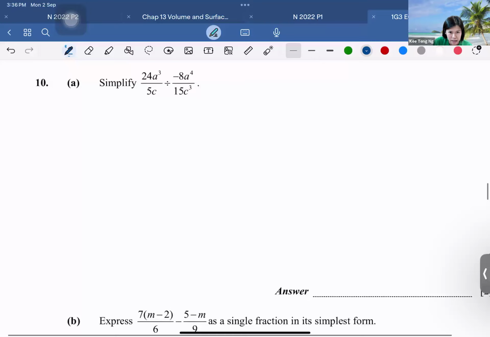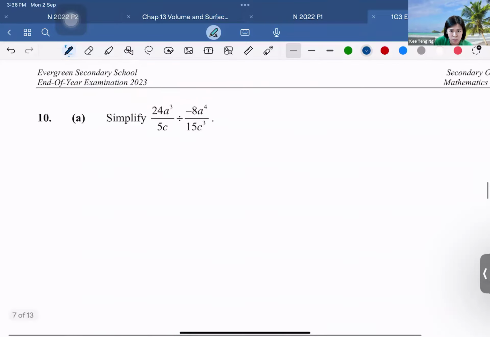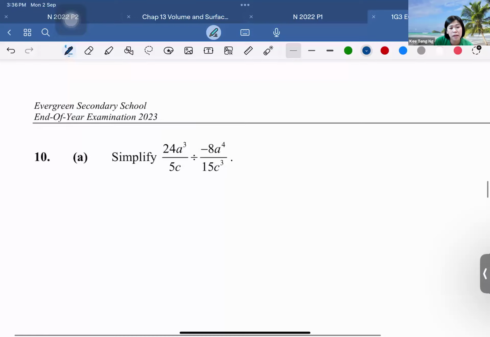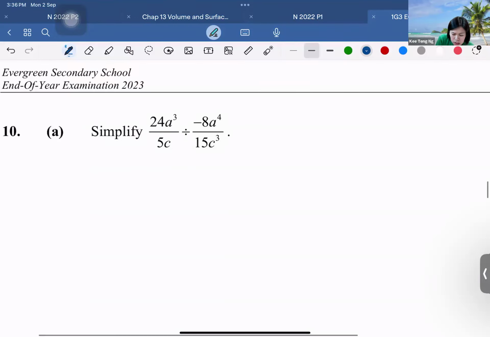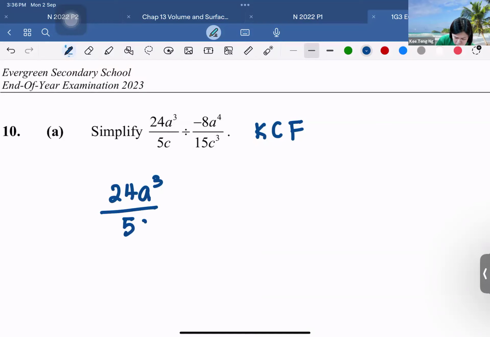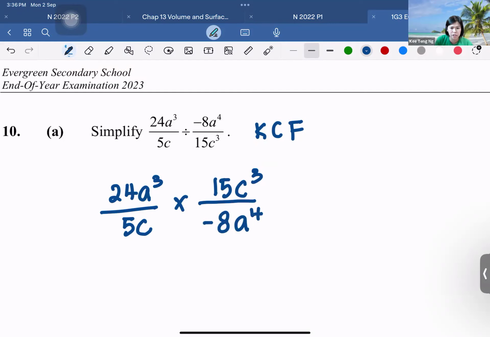Next one, question 10. This looks a little bit complicated, but it can be done. We should do it a little bit slowly. Right. First, division. Keep, change, flip. This is what you all taught me. So I shall keep this 5C. Change this to multiplication sign. Flip the numerator. And then flip the fraction.